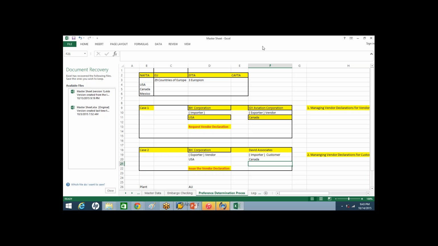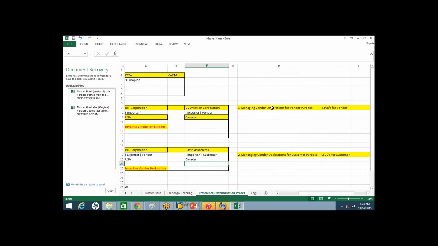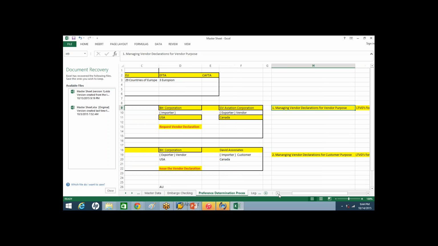So here, from the system perspective, there are two different processes. Those are managing the vendor declaration for vendor purpose, and managing the vendor declaration for the customer purpose. So when do you need to take care of managing the vendor declaration for the vendor purpose? Can anyone tell me?